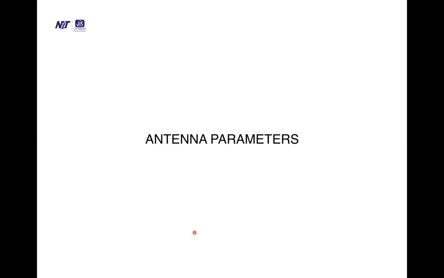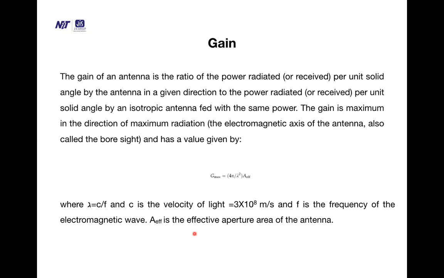Now antenna parameters. Gain. The gain of an antenna is the ratio of the power radiated per unit solid angle by the antenna in a given direction to the power radiated per unit solid angle by an isotropic antenna fed with the same power. The gain is maximum in the direction of maximum radiation and is given by this equation: Gmax is equal to 4 pi by lambda squared into A effective.